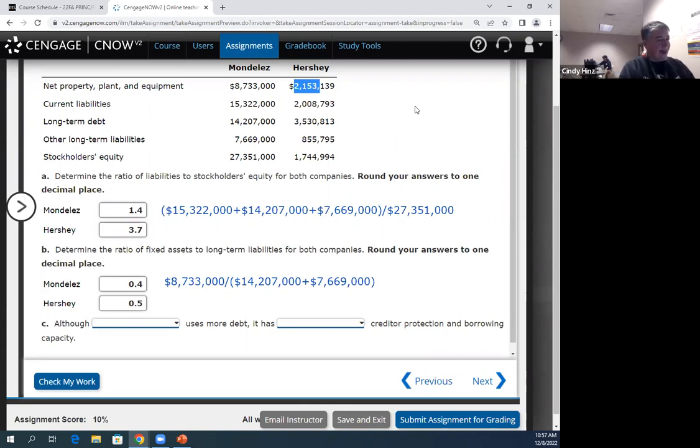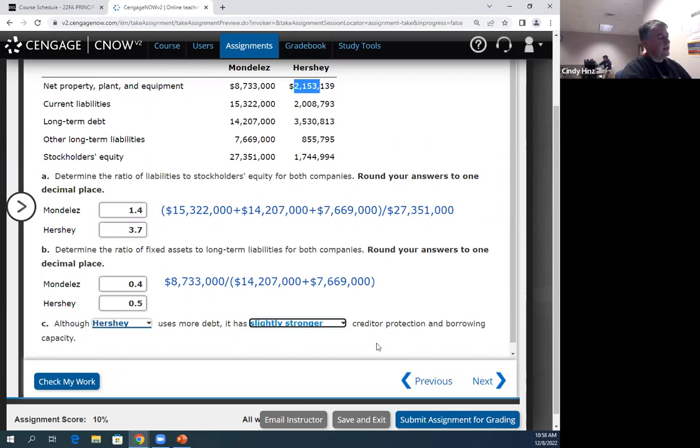And so looking at those two ratios, what do we see? Well, Hershey has more fixed assets for every dollar of long-term liabilities than does Mondelez. So to answer part C, although Hershey uses more debt, we know that from letter A, it also has slightly stronger creditor protection because it has that higher level of fixed assets compared to their long-term liabilities.